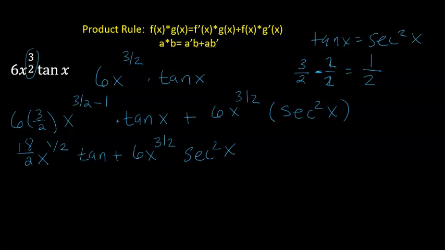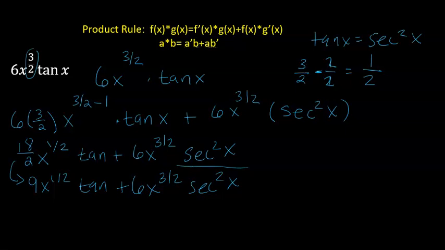So I can further simplify. 18 divided by 2 is 9x half tan plus 6x 3 over 2 secant squared x. I think I said square, I meant to say 6x 3 over 2 secant squared x. Okay, perfect. This could be the answer. I mean, I would pick this as my answer.